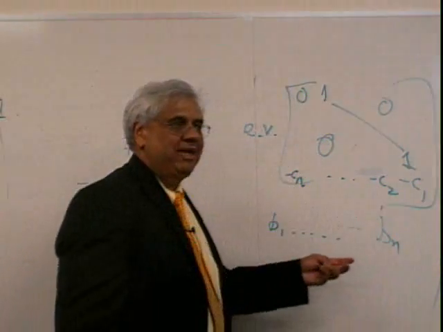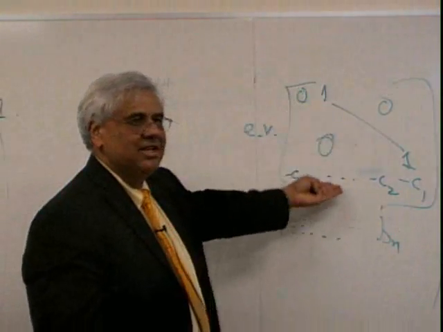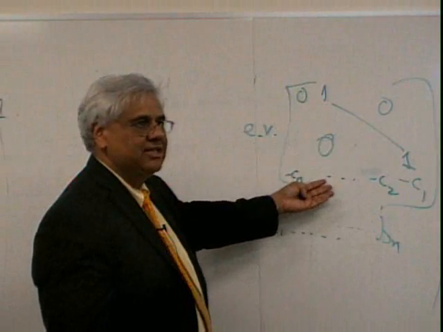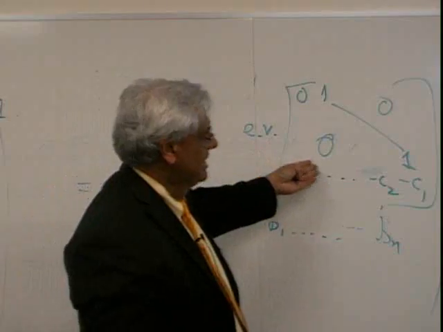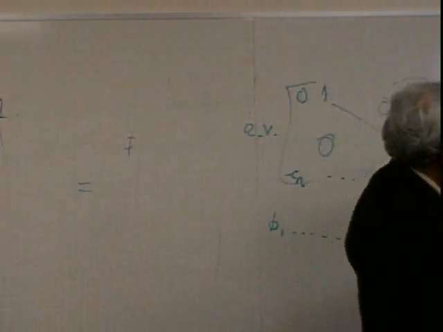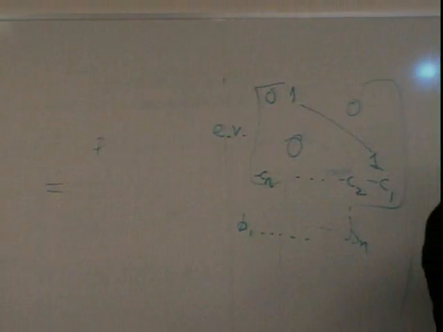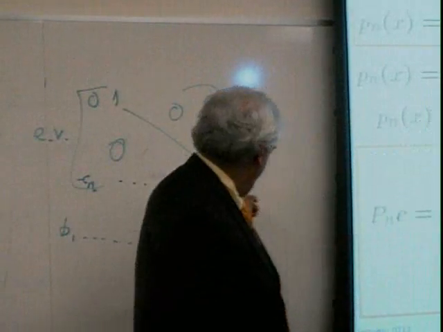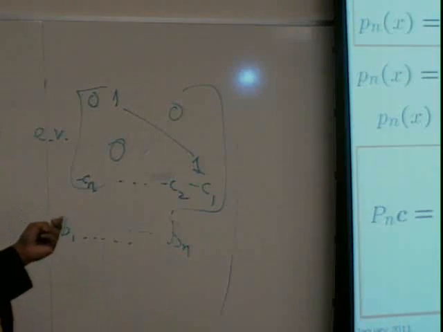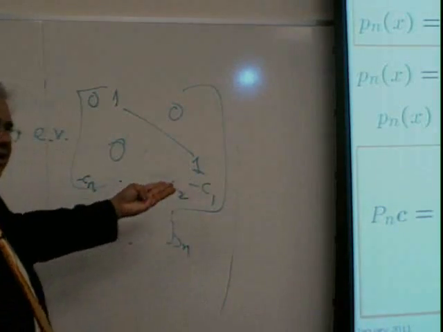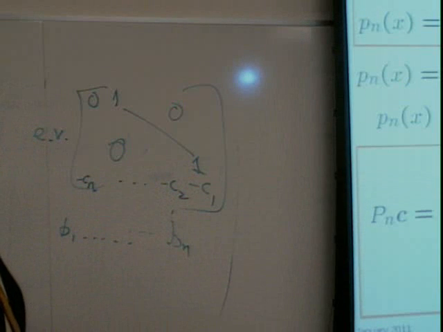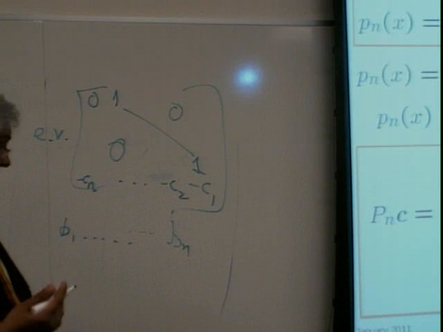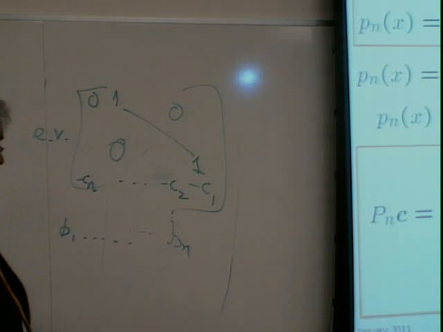Why is that? Because if you wrote the characteristic polynomial of this matrix, determinant of sI minus A, it would be x to the power n plus C1 x to the power n minus 1, etc. C1 is the sum of the eigenvalues. C2 is the product of the eigenvalues taken two at a time, etc.